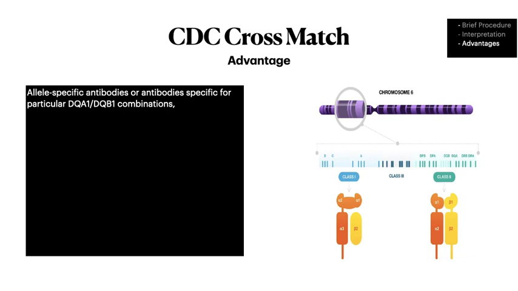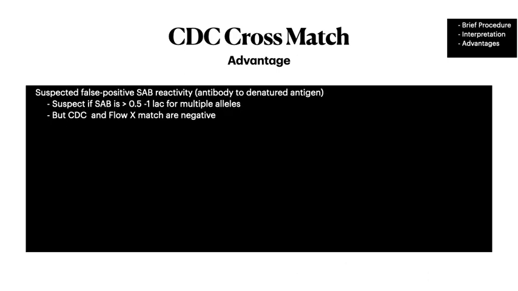And so we can see in the right hand corner the alpha chain and the beta chain of the class 2 molecule. These are well represented in a live CDC cross match, whereas the antibody, the CDC test, picks up the antibody against the DQ A1 and B1 combination. So this is an essential test.